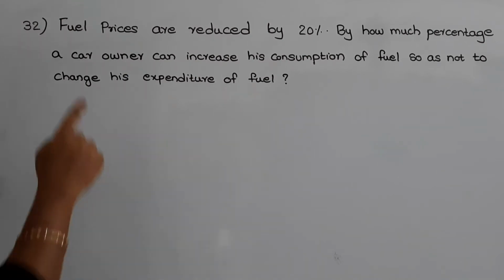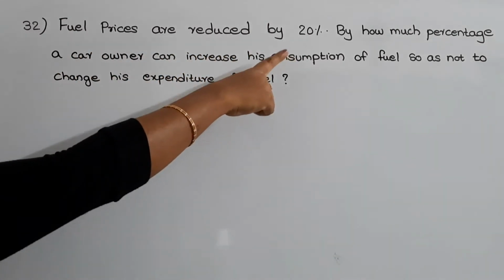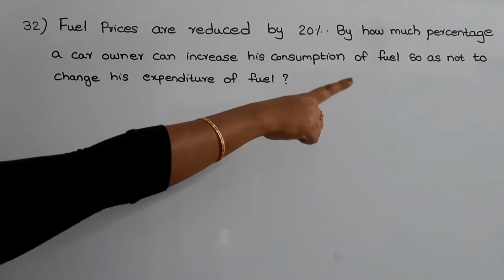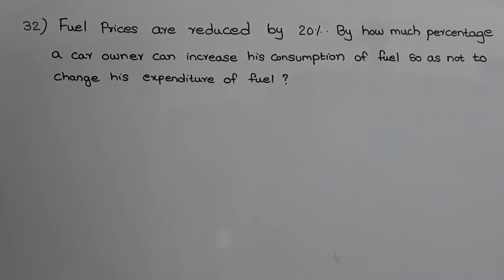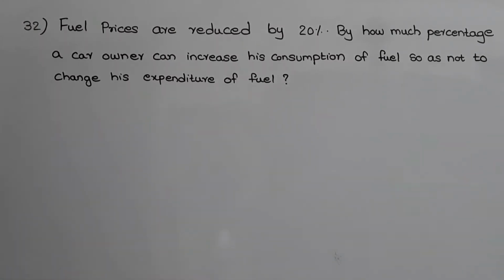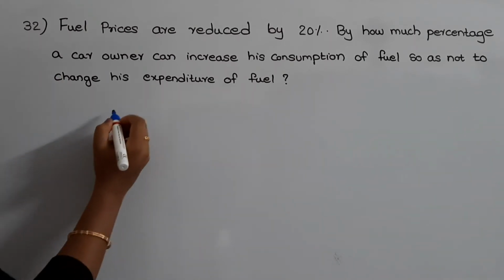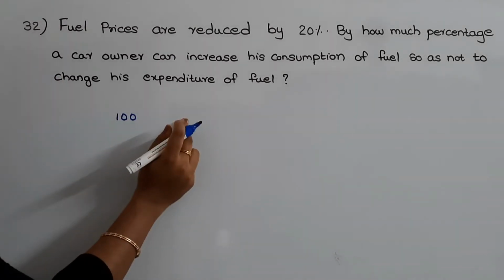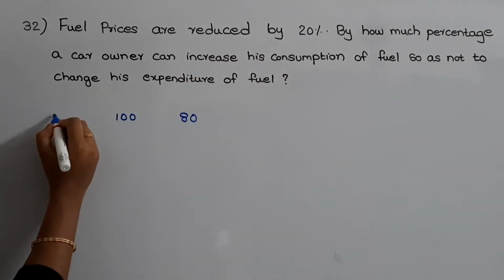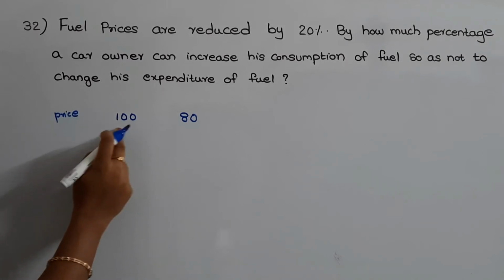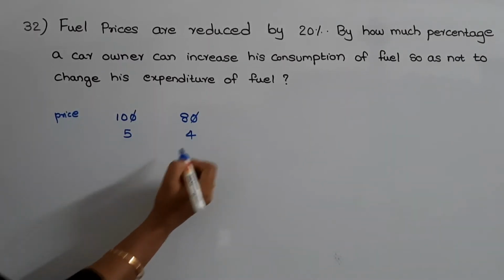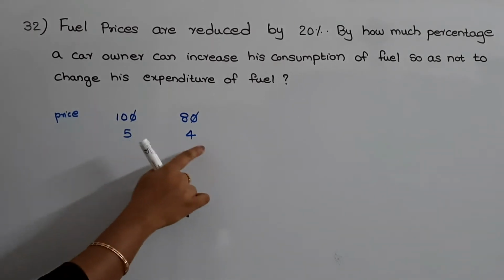The next question is, fuel prices are reduced by 20%. By how much percentage can a car owner increase his consumption of fuel so as not to change his expenditure of fuel? So in this question they are telling that the fuel prices are reduced by 20%, which means if initially the price of the fuel was 100, now the price of the fuel will be 100 minus 20, that is 80. Now let us find out the ratio of this. So this will be equal to 5:4. So the price ratio is 5:4.